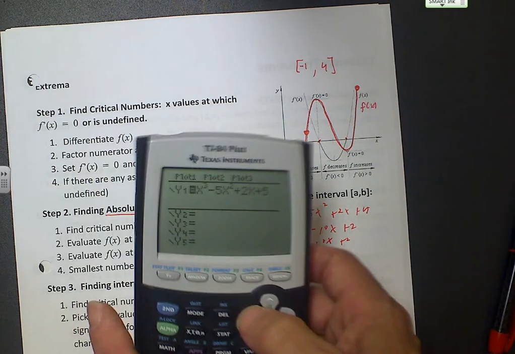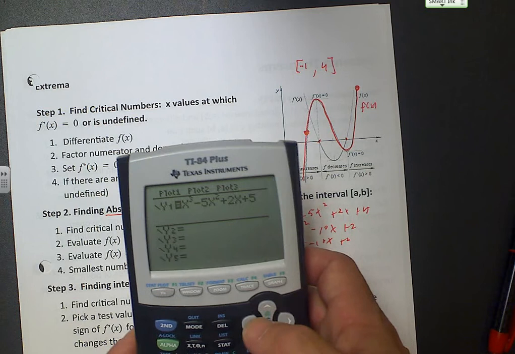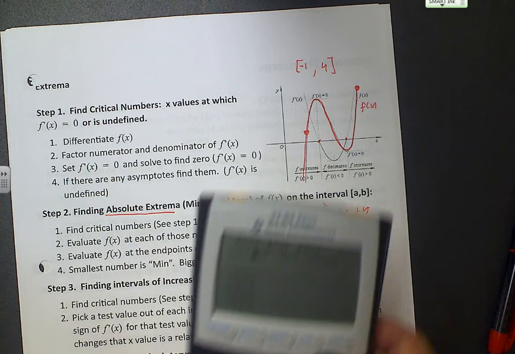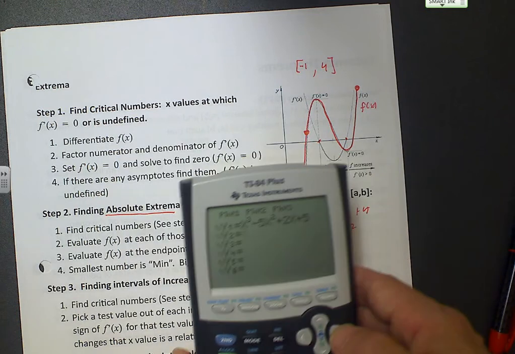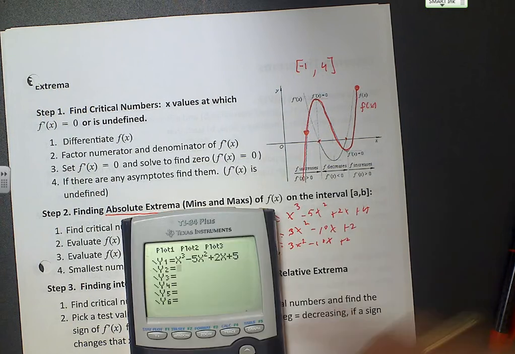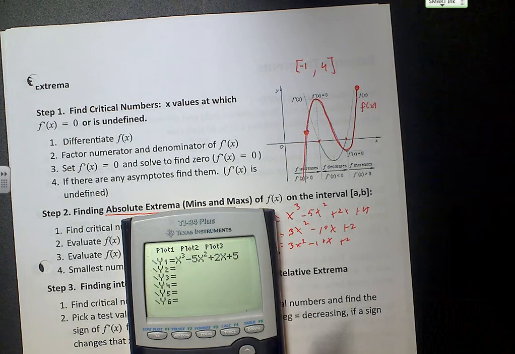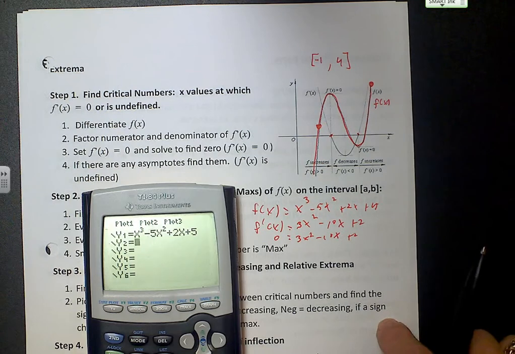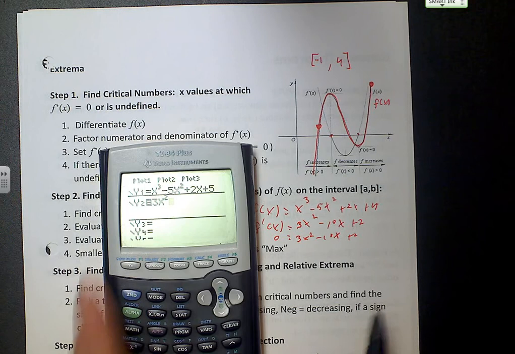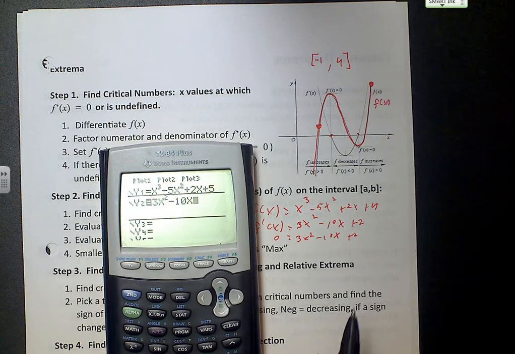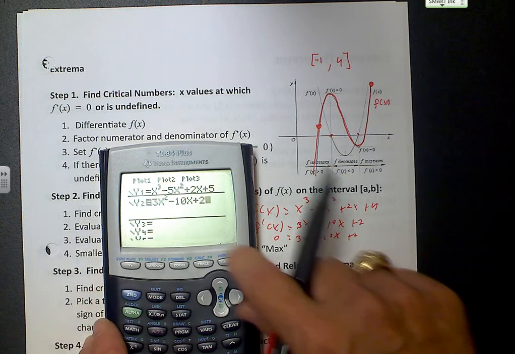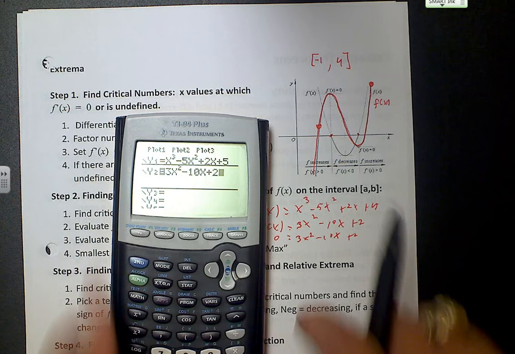Go grab a calculator, please. That way you have it with your hands. You can practice some skills. 3x squared minus 10x plus 2. You can't factor this bad boy. Yeah, you can't factor that one.